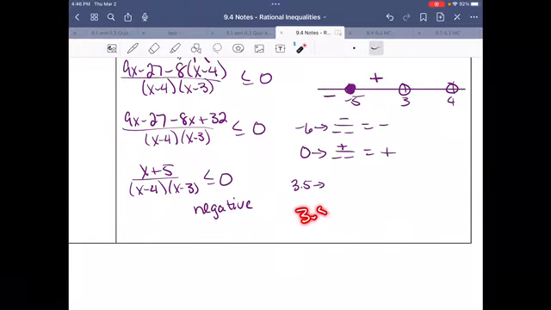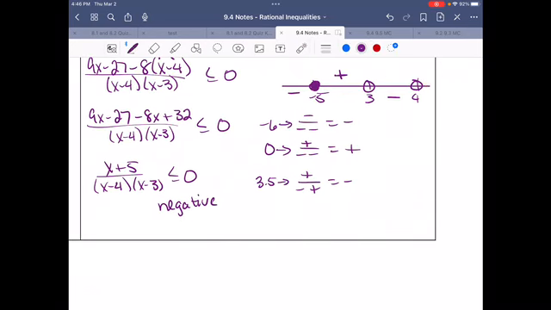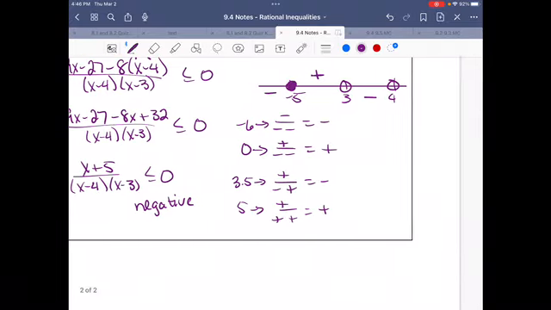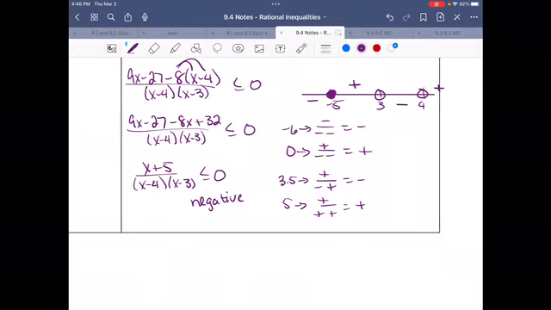A number in between, so 3.5. 3.5 plus 5 is positive. 3.5 minus 4 will be negative. And 3.5 minus 3, that one's going to be positive. That's going to give me a negative outcome. And then my last one, greater than 4, so 5. 5 plus 5, positive. 5 minus 4, also positive. 5 minus 3, positive.